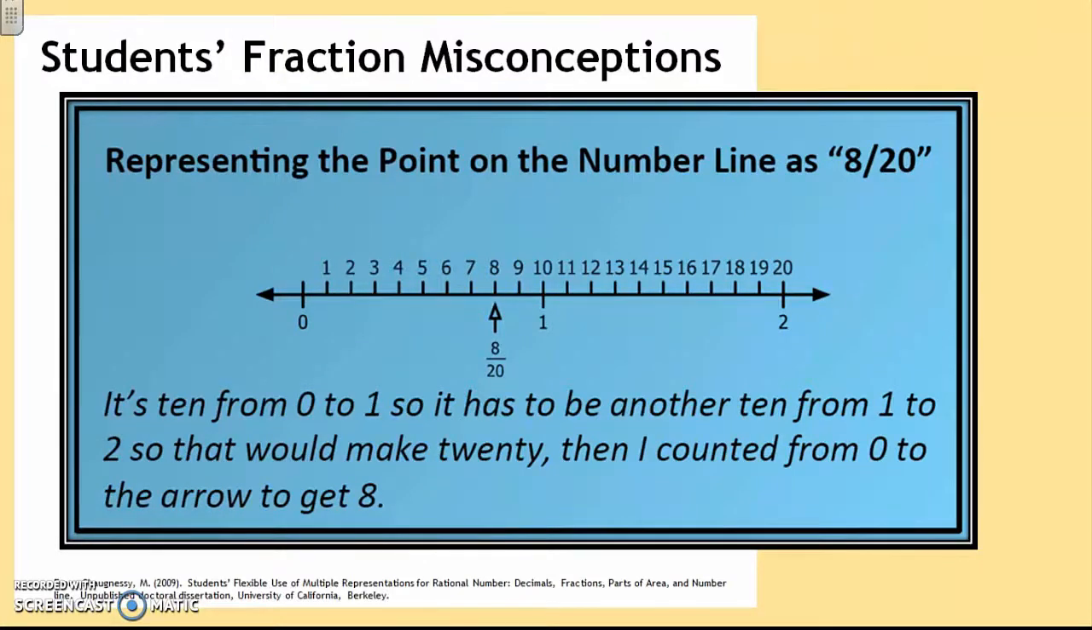In this misconception, a student does not understand that with every whole number, a new whole is created with the same number of equal parts as the original whole. So the location of this fraction is 8/10 because the whole is 10/10.